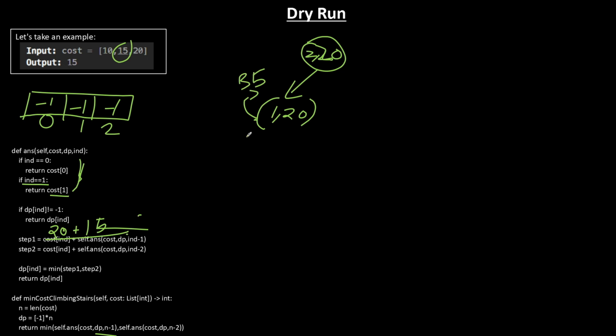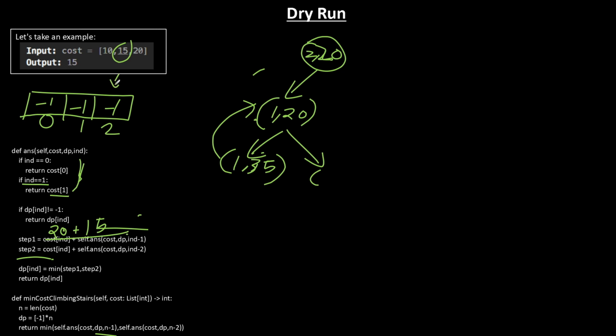20 is coming from above. Now for step 2, what happens if you calculated the step 1 from here? You got 35. Let me tell it clearly. You took 1 and you got 35 here, and you just return from here. That's why I'm not reducing the index. What if you have done n minus 2?